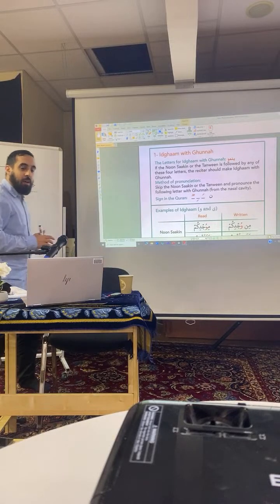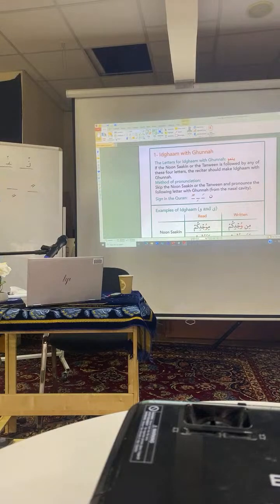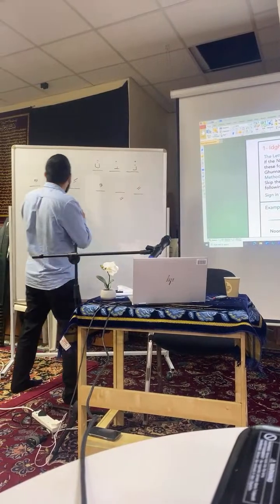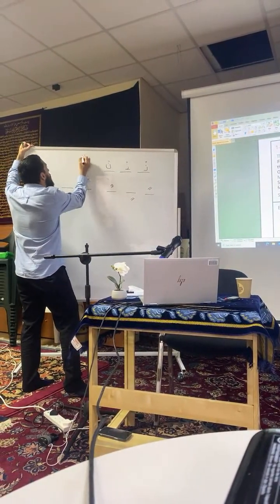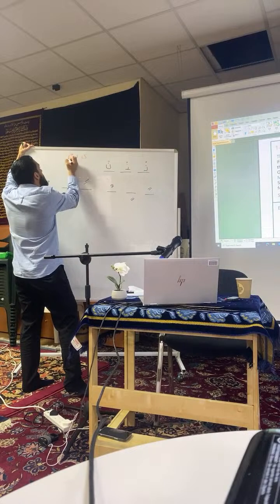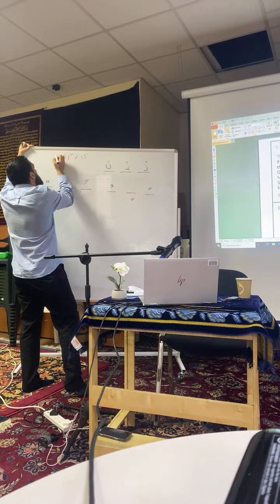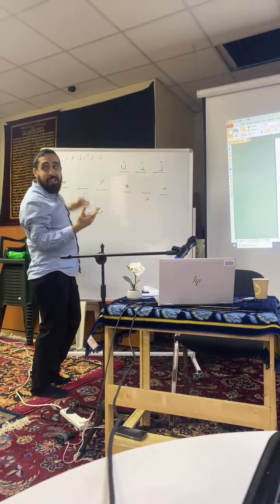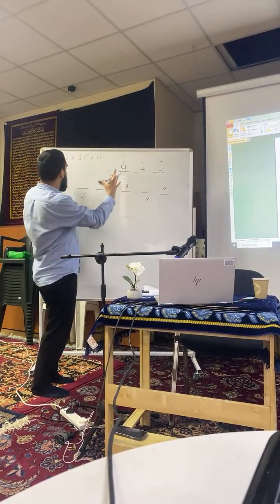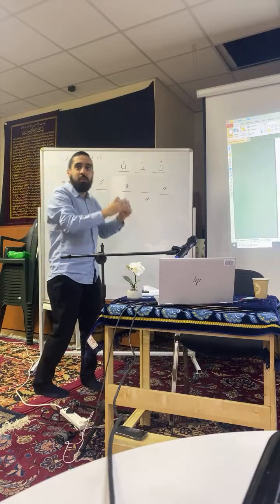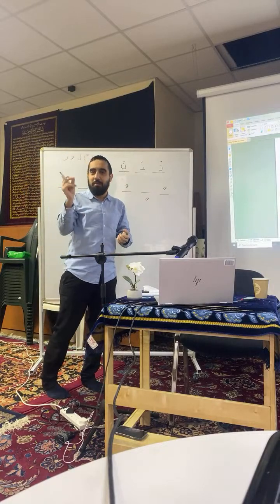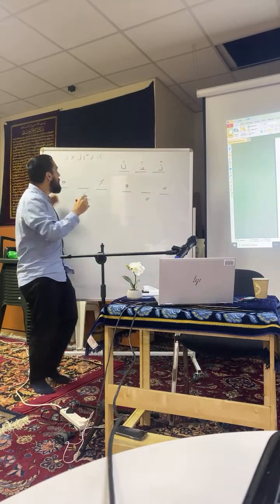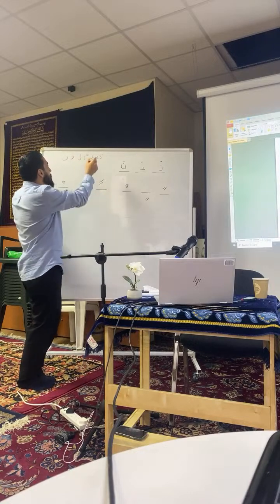We mentioned that idgham happens with 6 letters. These letters were ya, ra, mim, lam, wav, and noon. Doesn't make any particular sense in terms of the meaning of the word, but when you put them together, it makes the word yarmalun. That's how we normally learn it, just by learning that particular phrase, which doesn't mean anything, and then all of the letters in that phrase are your idgham letters.